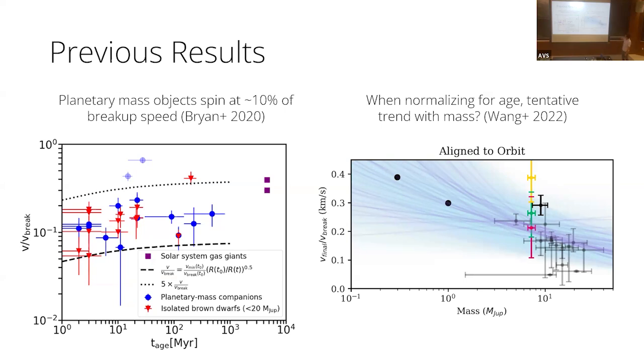In 2022, when normalizing this sample for age, we found maybe a tentative trend in mass: as you get to lower mass objects below 10 Jupiter masses, there might be evidence for higher spin up. But these 2 points are Jupiter and Saturn, and they probably drive the whole fit that you can see here. So this is a very tentative thing so far. So we wanted to collect more data points.